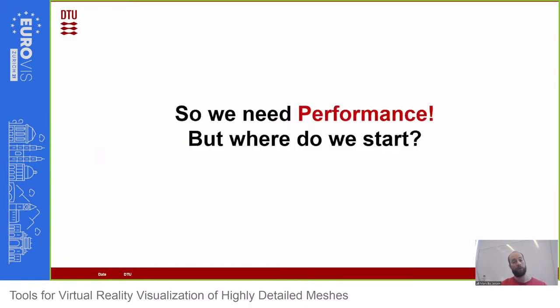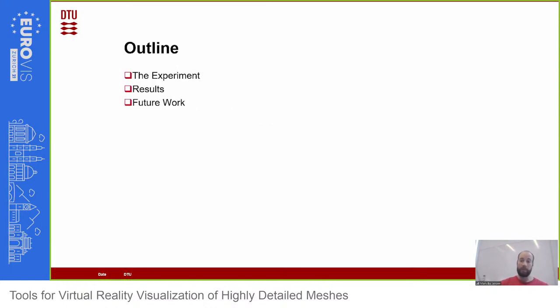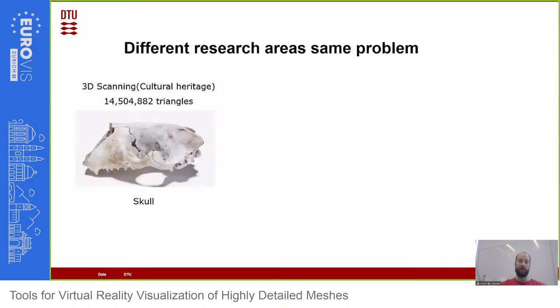Instead, what we can do is investigate where we get the best performance. So this is what we do in this paper. We look at different places to start. What is a good foundation for a virtual reality based visualization tool? And we do that by carrying out a small experiment, and we'll talk about that experiment. We'll talk about the results, and we'll look a little bit at the future work that we can do to make the visualization even better.